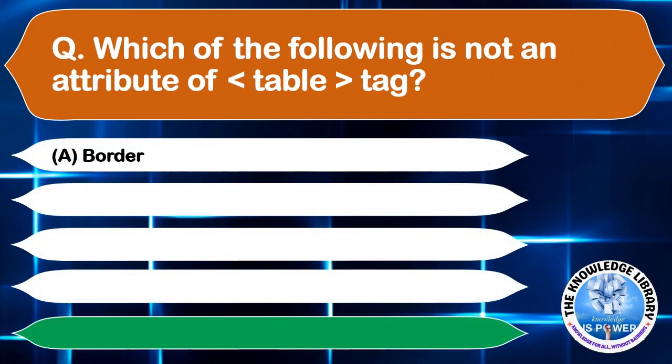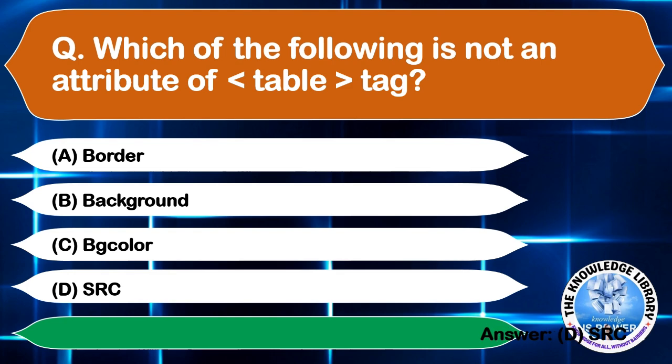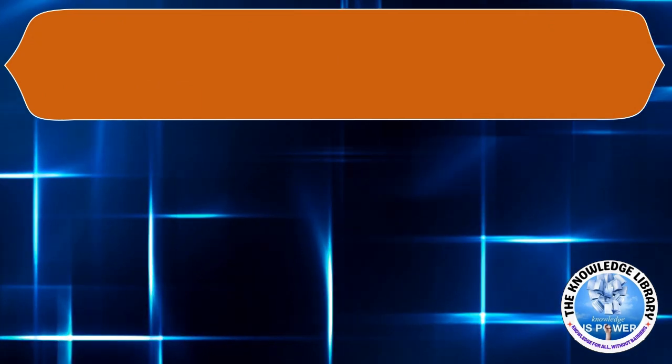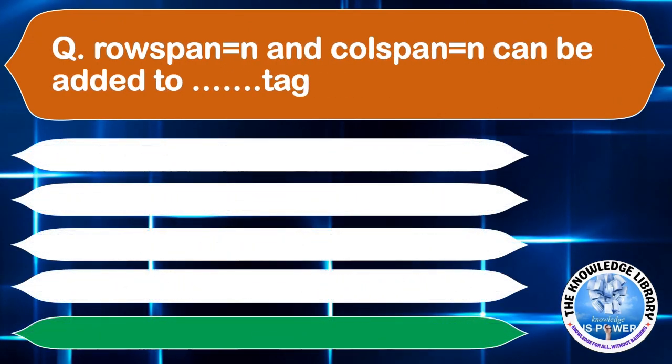The next question is, which of the following is not an attribute of table tag? Option A, border. Option B, background. Option C, background color. Option D, source. The correct answer is option D, source.